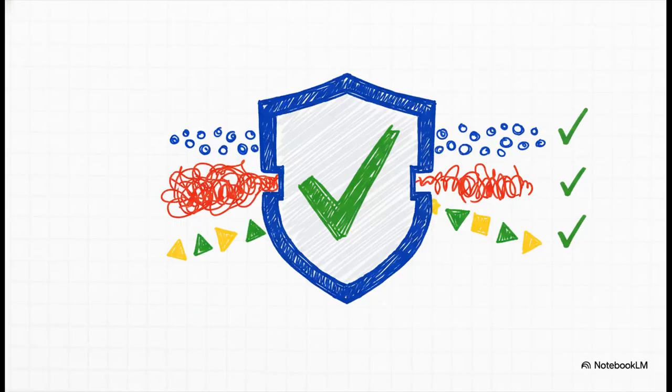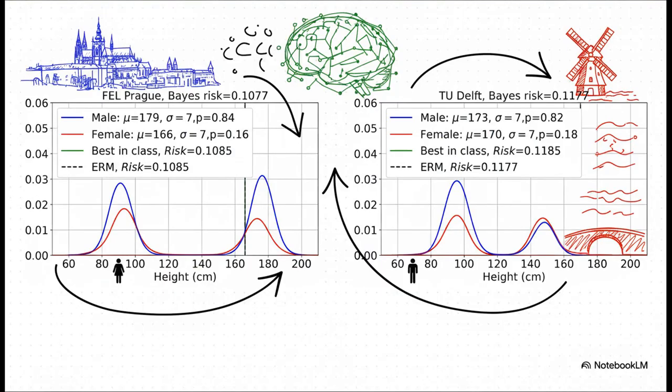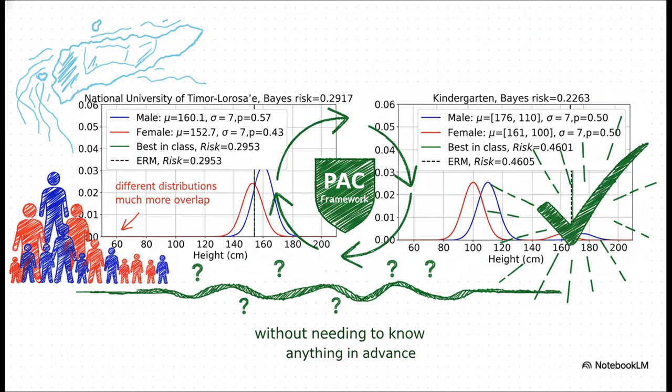Okay, prepare to have your mind blown a little bit, because the most incredible, most powerful part of this whole thing is that this guarantee works no matter what your data actually looks like. It is completely distribution-free. Seriously, think about what that means. It means if we're trying to learn from data about people's heights in Prague, which has one particular shape, or data from Delft, which has a totally different shape, the formula gives us the exact same guarantee. We could even use data from Timor-Leste, where the data looks completely different again. The math doesn't care. The PAC guarantee holds true without needing to know a single thing about the underlying data. That is an absolutely insane level of confidence.